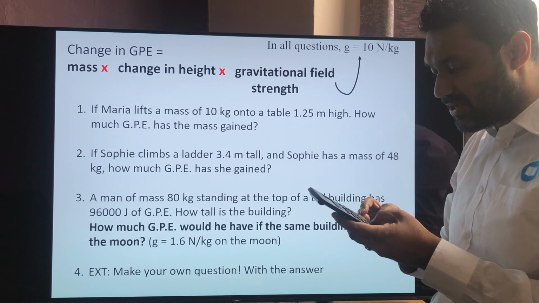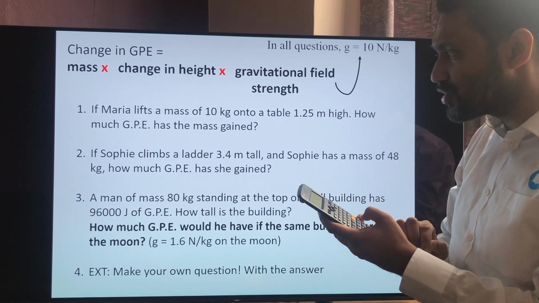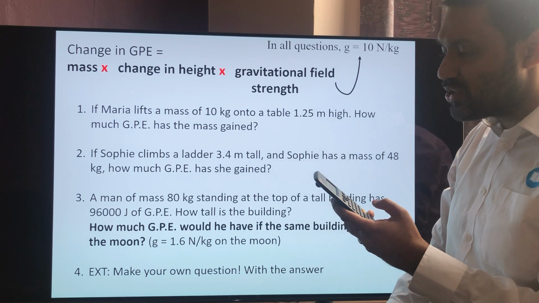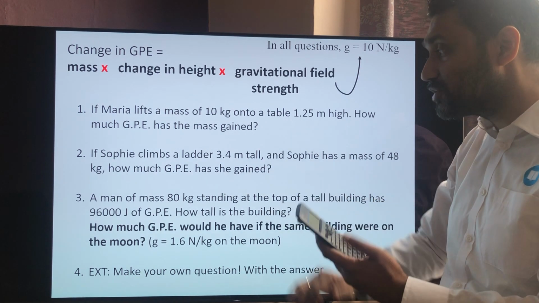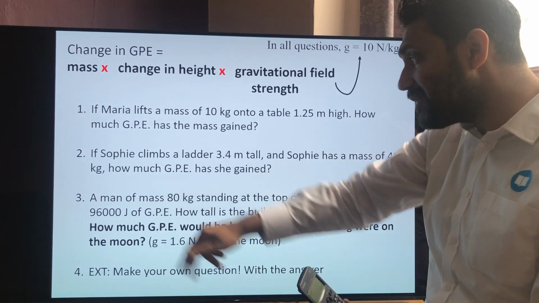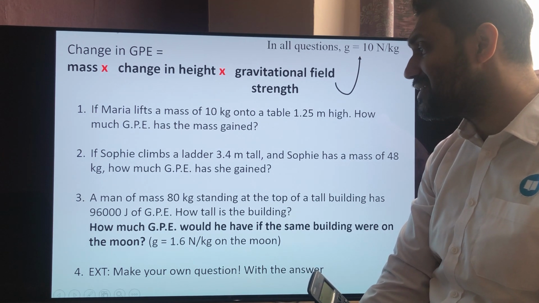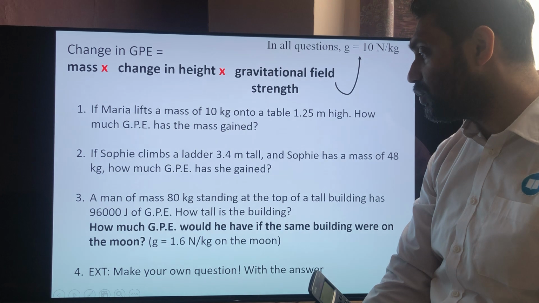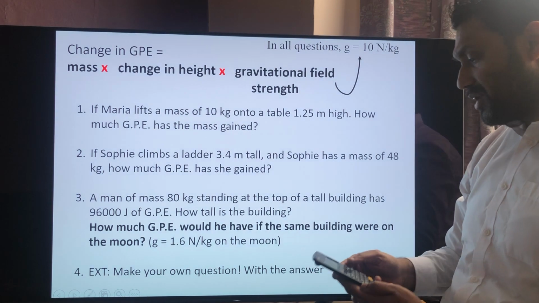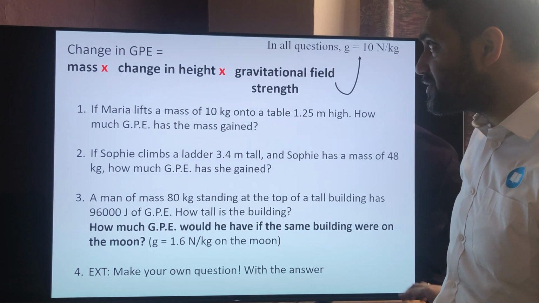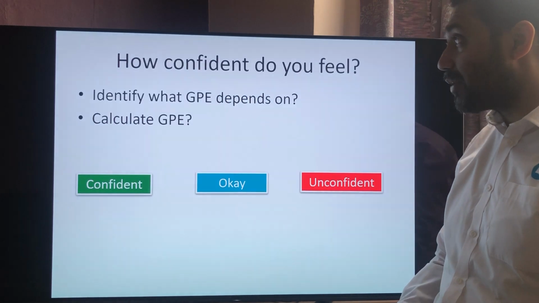Now, if I times that number by 6, it gives me approximately 92,160. So it's approximately right. So it's about 6 times less. So you gain about 6 times less GPE if you're on the moon. Okay, so that's what gravitational potential energy store is, and how we calculate it.